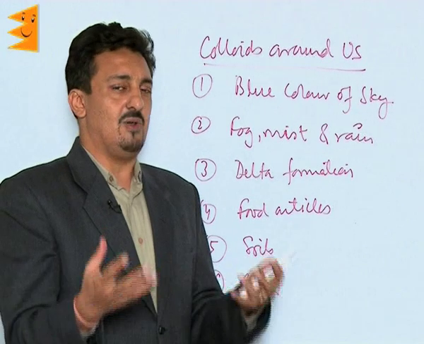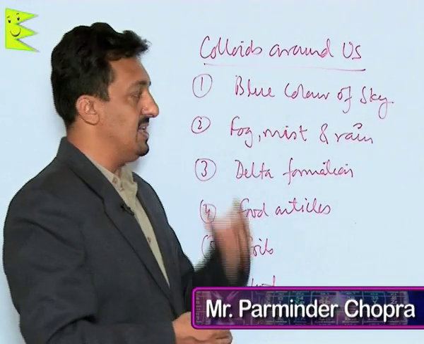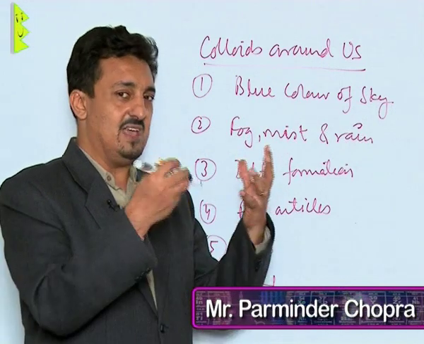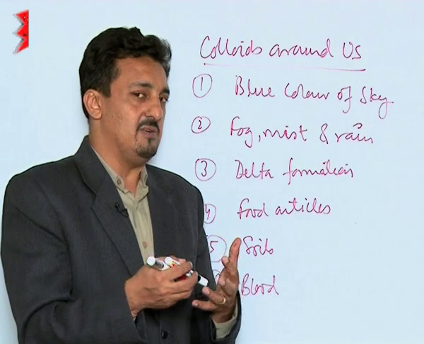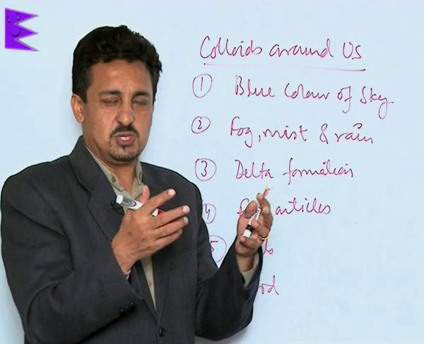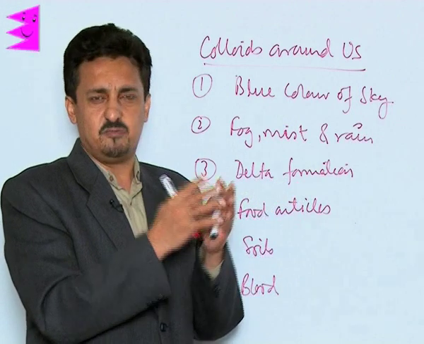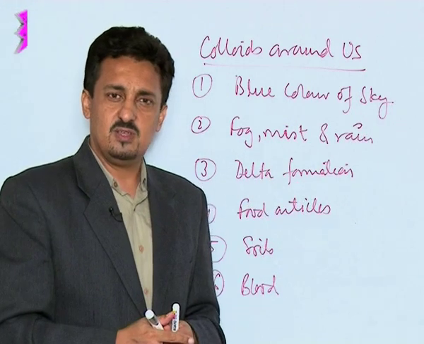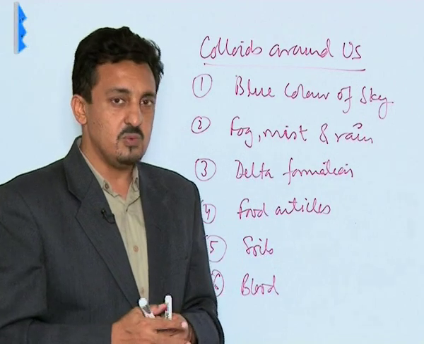Now let us see the colloidals which are present around us. The first example is the sky's blue color. You know that the sky appears blue to us. It's mainly because of the scattering of light by the dust particles and other gas molecules which are present in the dispersed phase in the atmosphere. And because of that, the color of the sky appears blue to us.